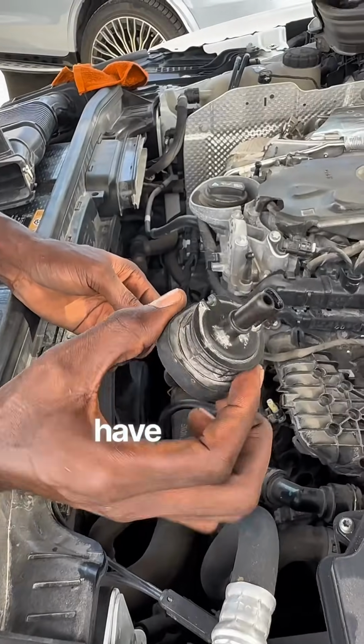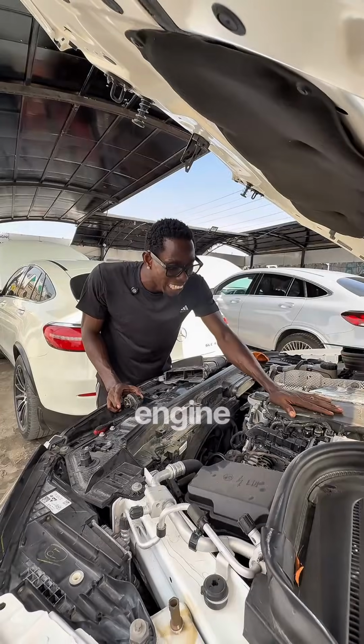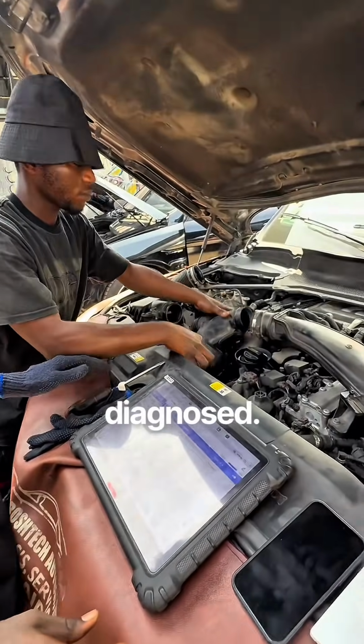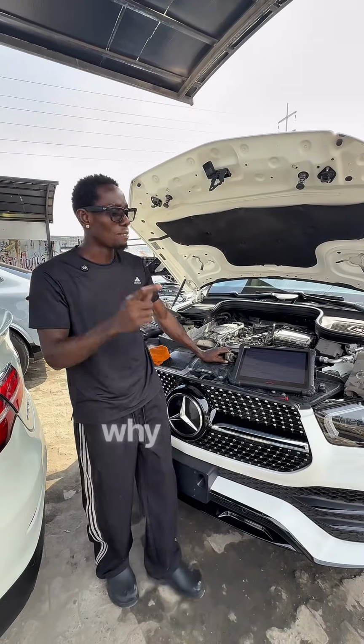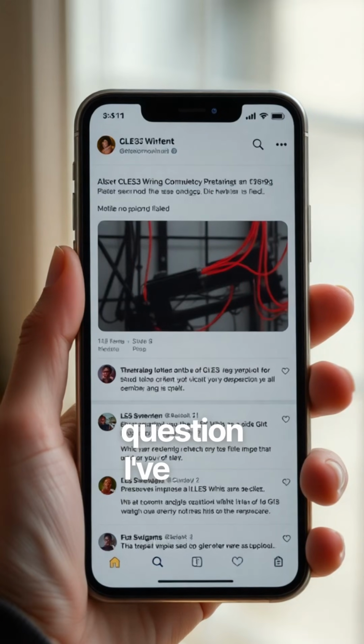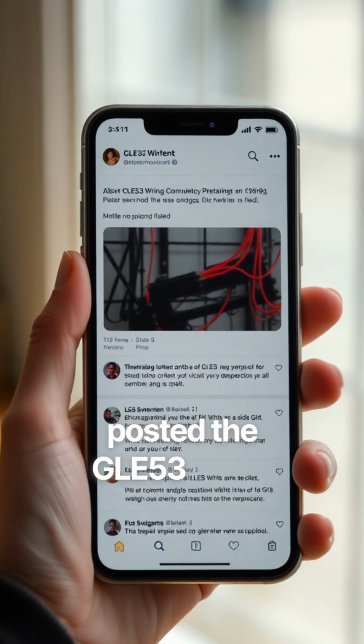This tiny part would have caused the owner of this GLE 450 to drop the engine because the car was not properly diagnosed. Two things I'm going to be saying in this video. One, why the car came here. Two, the frequent question I've been getting since we posted the GLE 53 wiring and its issue.